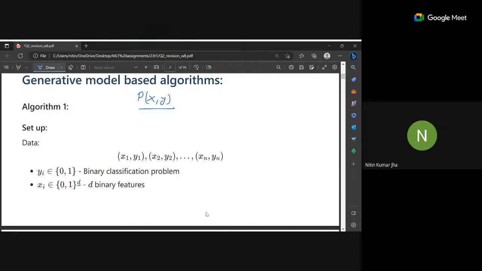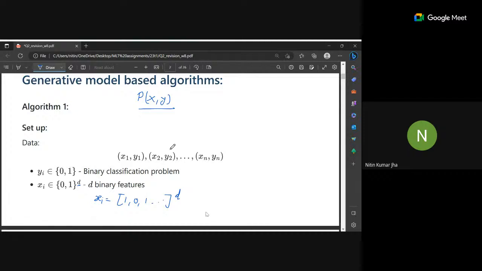Right? So any data point, let's say the ith data point, looks like 1, 0, so it takes values only 0 and 1, but in d-dimensional space. So that's the setup. Throughout this week 8, we are assuming this Bernoulli naive Bayes, but Gaussian will extend this notion further as well, right?